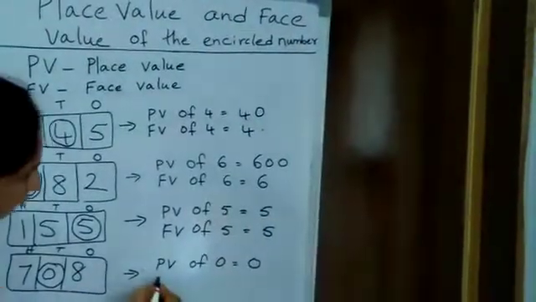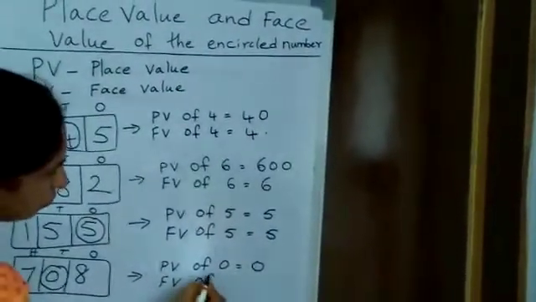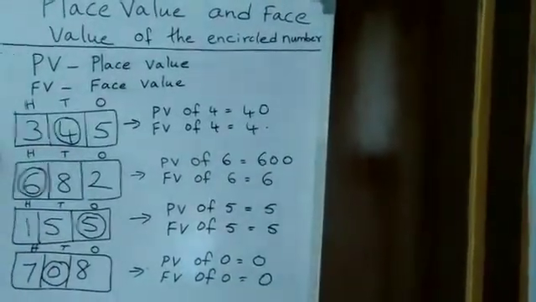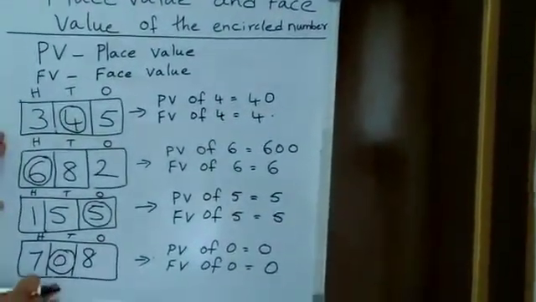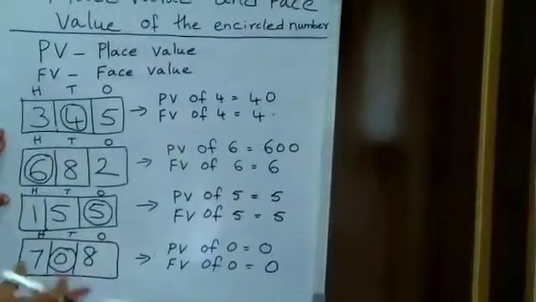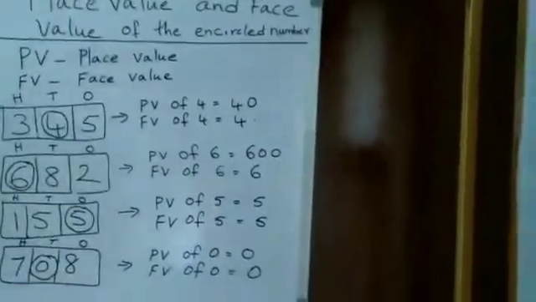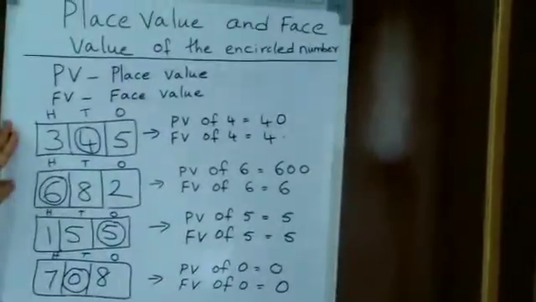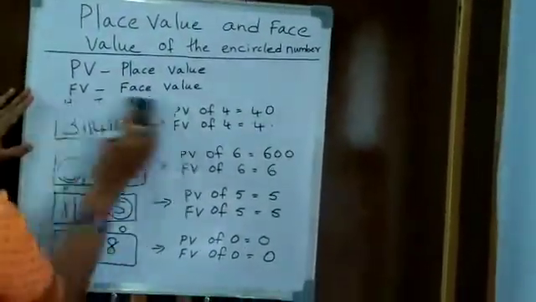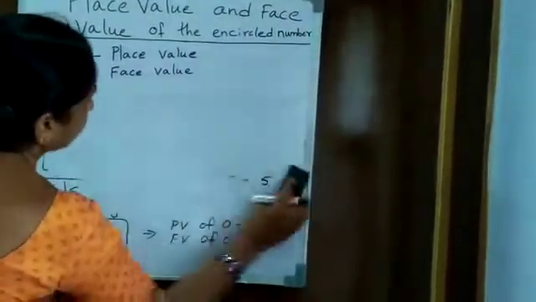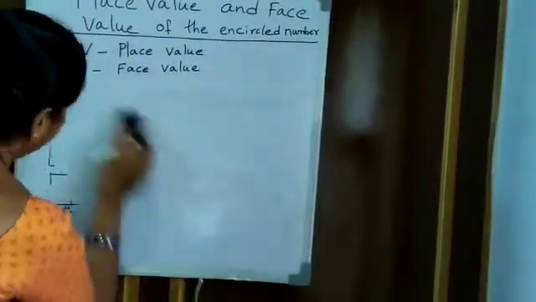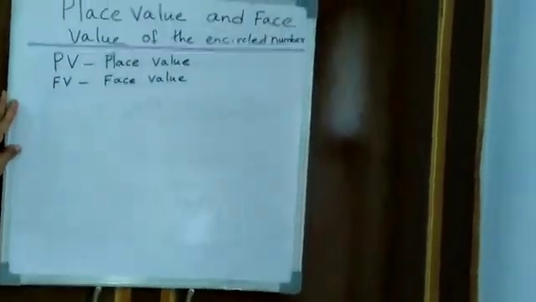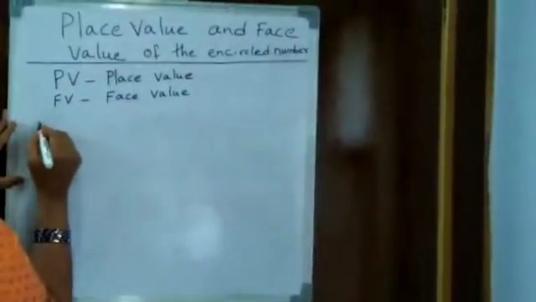And here, face value. Face value of 0 is equal to 0. Its name is 0, so it can't change the face value. Did you understand? See, I'll show you another example. So, PV is place value, FV is face value.